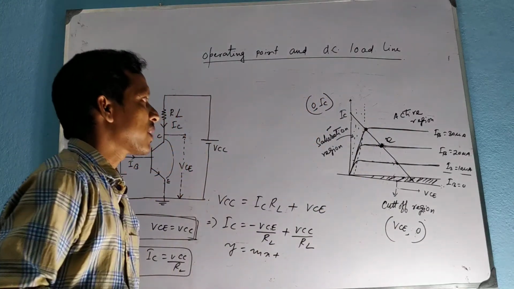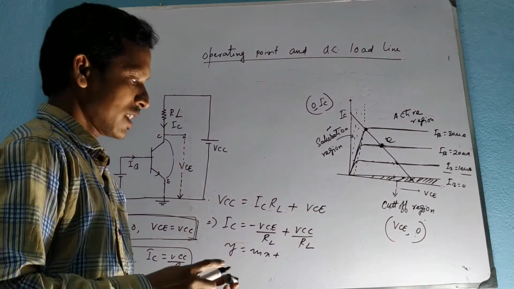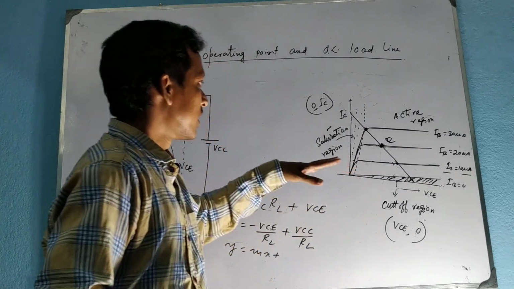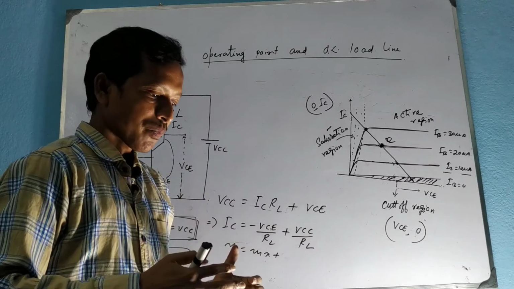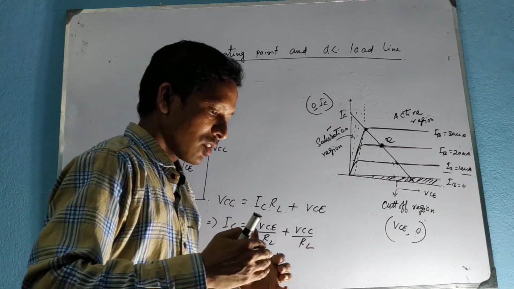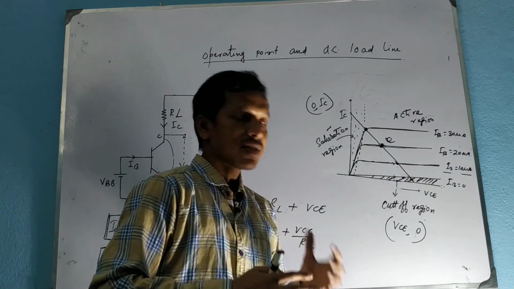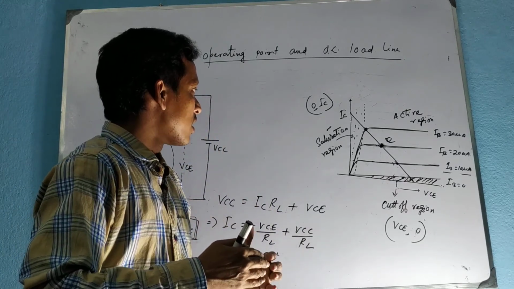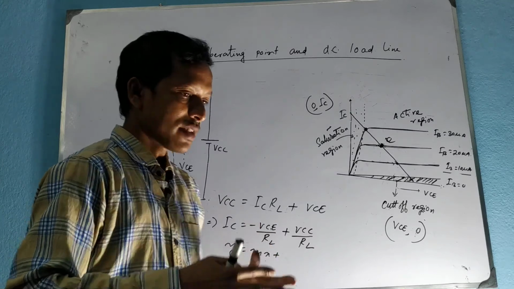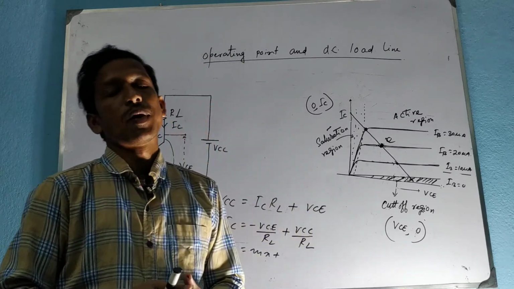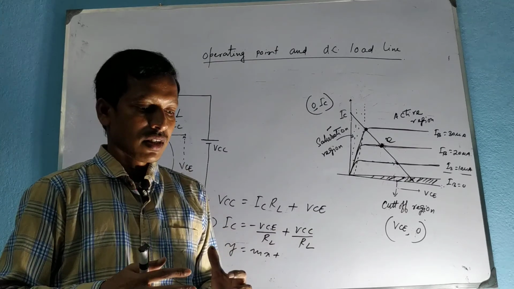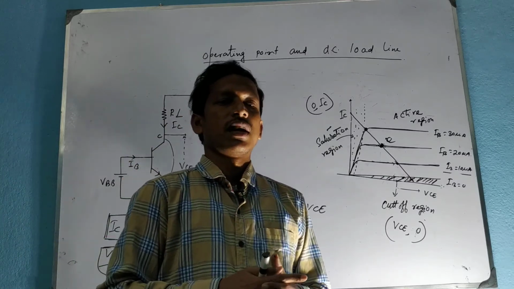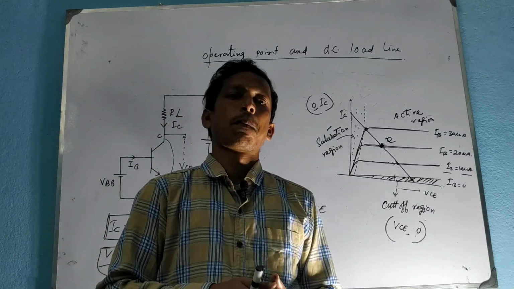But for the amplification action, the transistor must be operated at the middle point of the active region for stable amplification, for undistorted amplification. So to establish the DC operating point at a suitable location, we need proper biasing. Okay, and I will discuss the biasing. There are different types of biasing, and I will discuss the biasing in the next class.